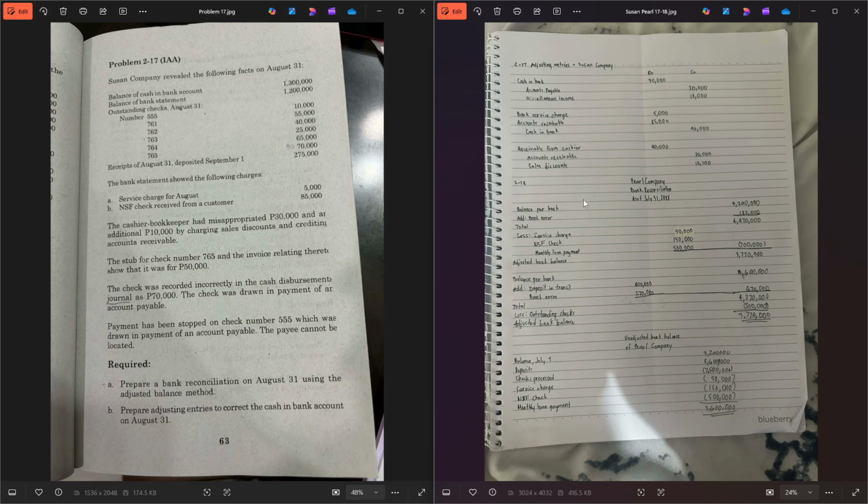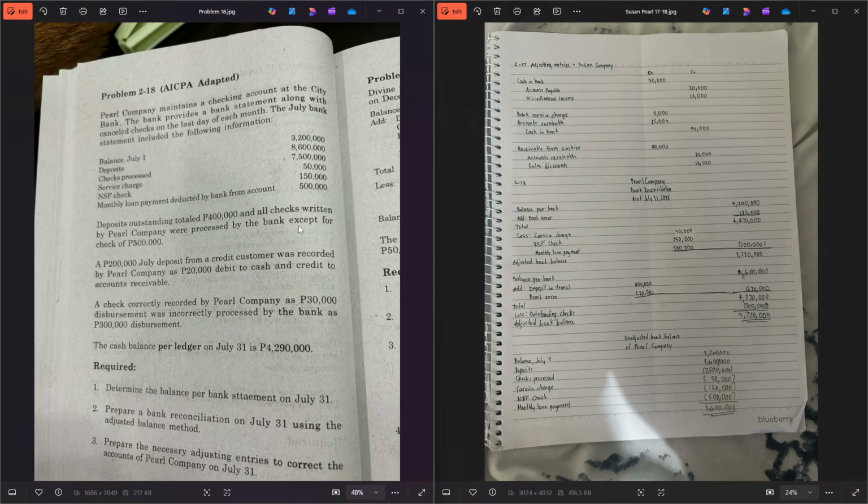Then 2-18 Pearl Company Bank Reconciliation as of July 31, 20XX. Pearl Company maintains a checking account at the Citibank. The bank provides a bank statement along with canceled checks on the last day of each month. The July bank statement included the following information.